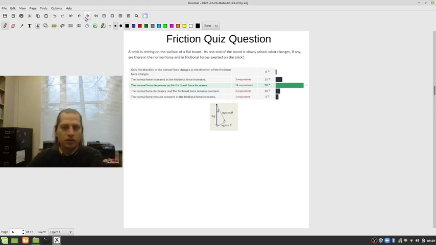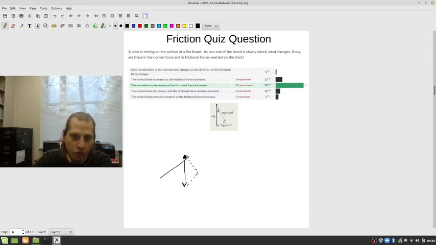So this was quite a tricky problem. I will have to acknowledge that. But it says a brick is resting on the surface of a flat board. As one end of the board is slowly raised, what changes, if any, are there in the normal and the frictional forces exerted on the block? Well, the key point to realize here is to use this diagram.